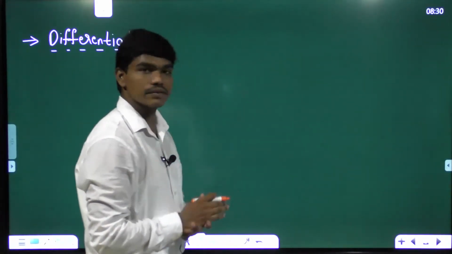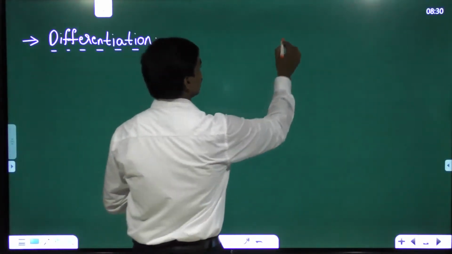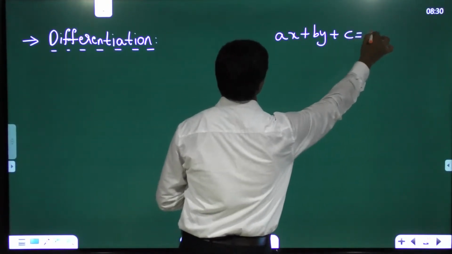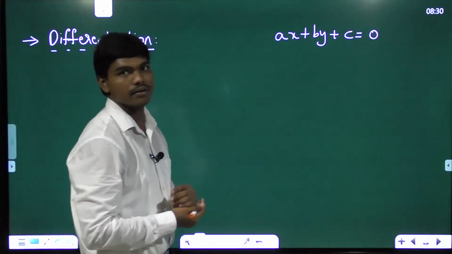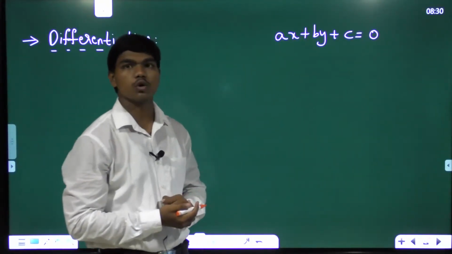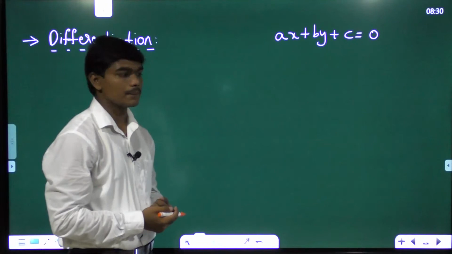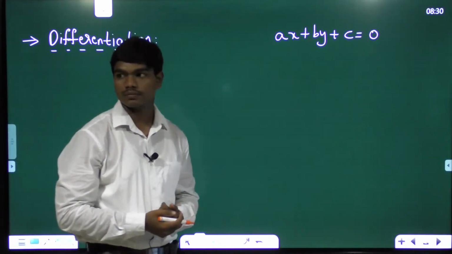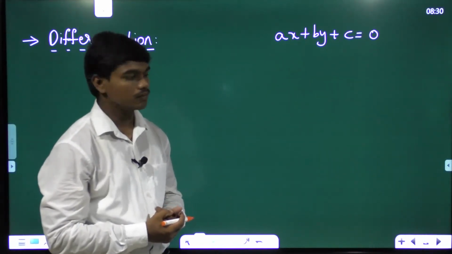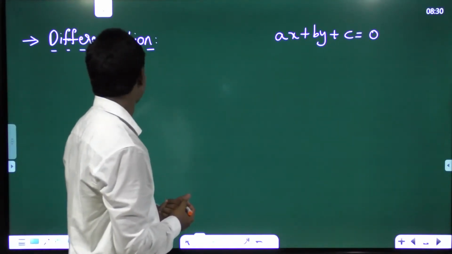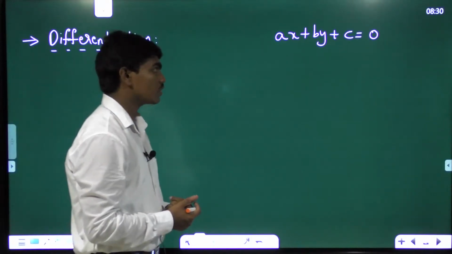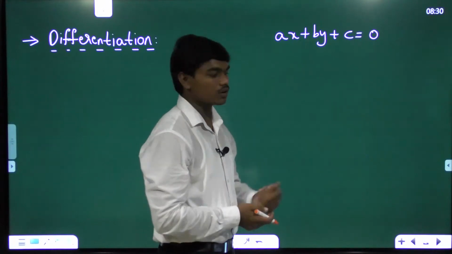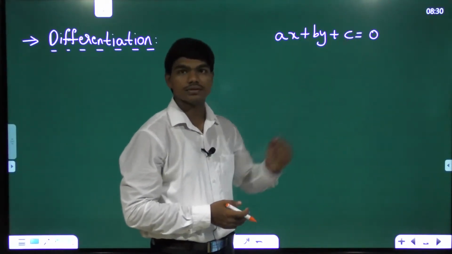Correct? Now, before going straight to differentiation, let me ask you one thing. What does this equation represent in a two-dimensional coordinate plane? Comment. No comments? So you have never seen such an equation in your real life. What does this equation represent in a two-dimensional coordinate plane?